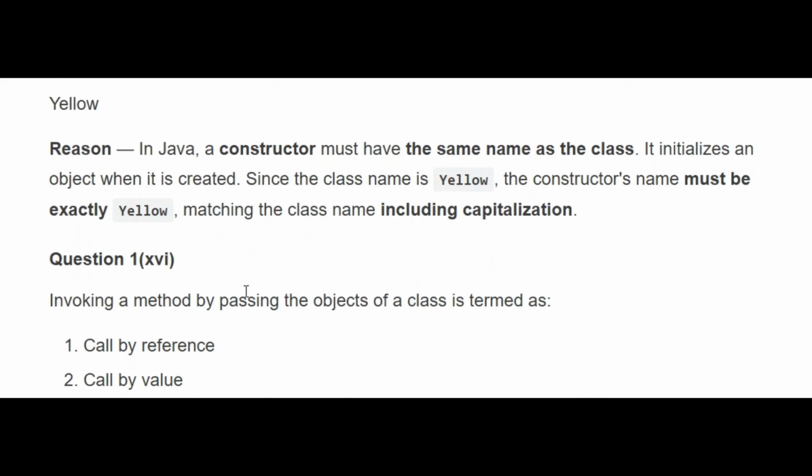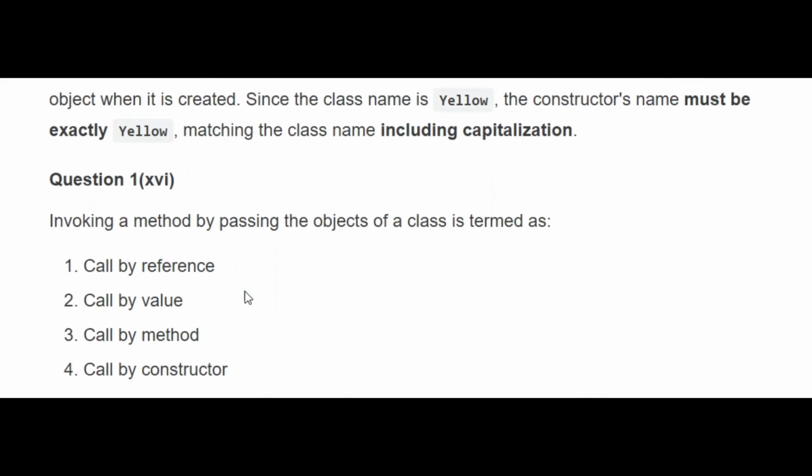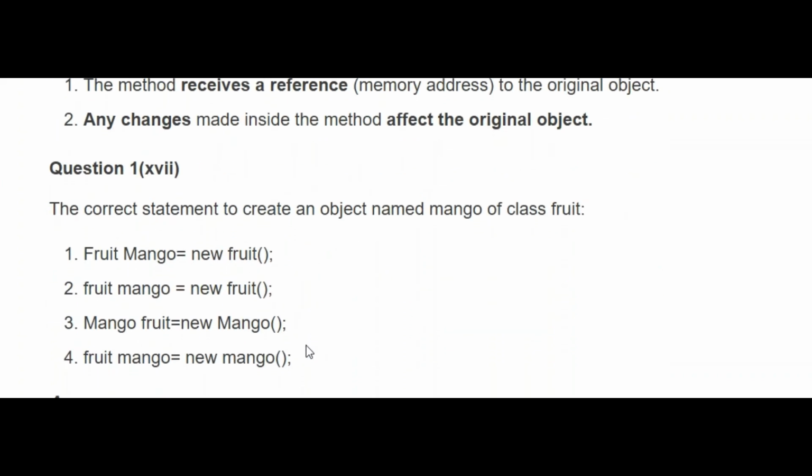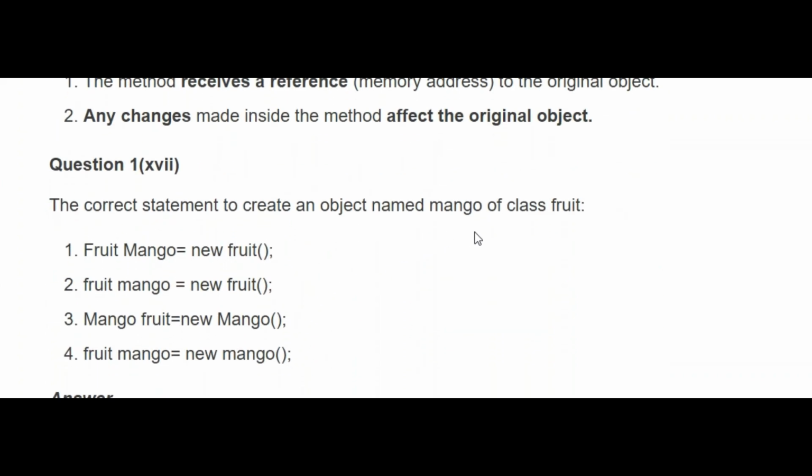Question 16. What is the term for invoking a method by passing an object? Answer, passing an object is known as call by reference. Correct answer, option A, call by reference. When an object is passed to a method, the method receives a reference, the memory address, to the original object. Any changes made inside the method affect the original object.